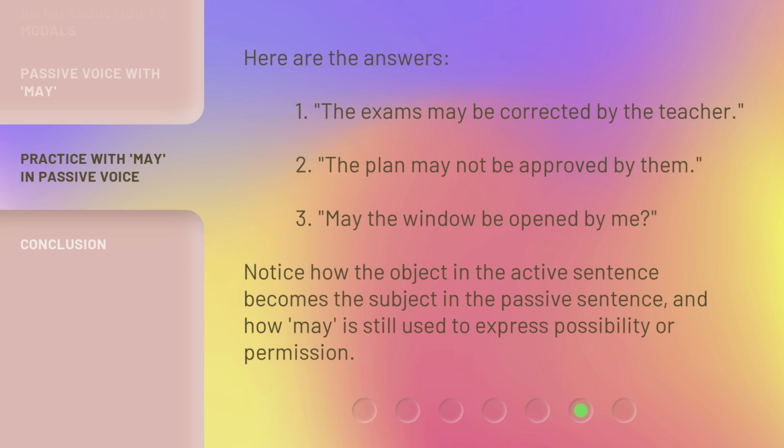Here are the answers. 1. The exams may be corrected by the teacher. 2. The plan may not be approved by them. 3. May the window be opened by me? Notice how the object in the active sentence becomes the subject in the passive sentence, and how may is still used to express possibility or permission.